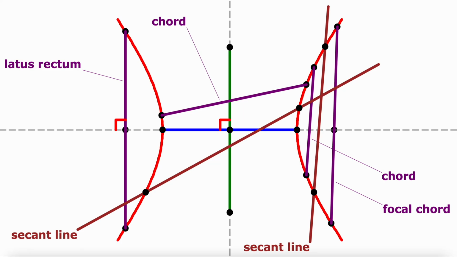Lastly, a secant line is a line that intersects a hyperbola at exactly 2 points. Secant lines always cross the hyperbola, unlike tangent lines, which only touch the hyperbola at 1 point. In a hyperbola, some secant lines cross only one branch, whereas other secant lines cross both branches. We can draw infinitely many secant lines that intersect a hyperbola.